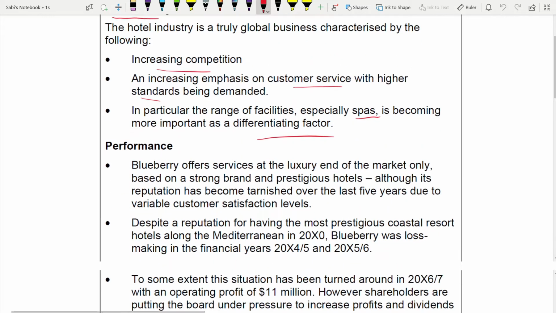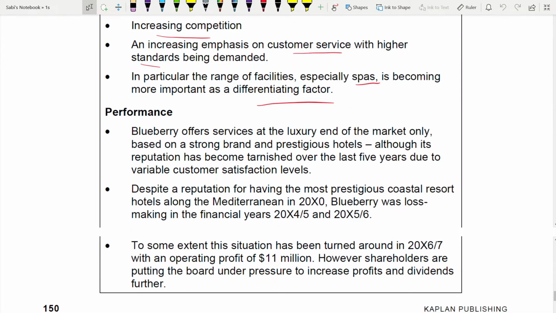Now let us go to the performance. Blueberry offers service at the luxury end of the market. Which market? Luxury end, so you cannot say it's low cost. So it's a differentiating factor, based on a strong brand as well as a prestigious hotel. But its reputation was tarnished over the last 5 years due to variable customer satisfaction levels. Variable means sometimes the customers are satisfied, sometimes they are not. It keeps varying. That's why the reputation suffered over the last 5 years. So there are some pros and some cons.